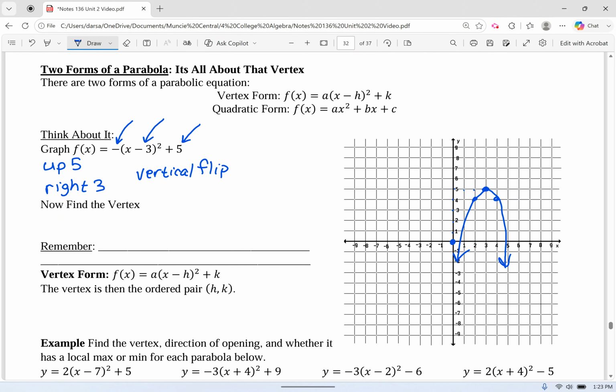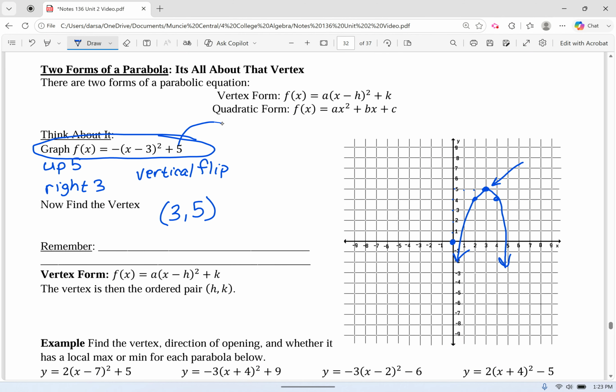And now, what is the vertex? What are the x, y coordinates of this vertex? Well, if we just look, the vertex is at x equals 3, y equals 5. Our next step that we want to think about is, all right, if that is the point 3, 5, the vertex, is there a way to just look at this equation and go, hey, I see what the vertex is going to be?